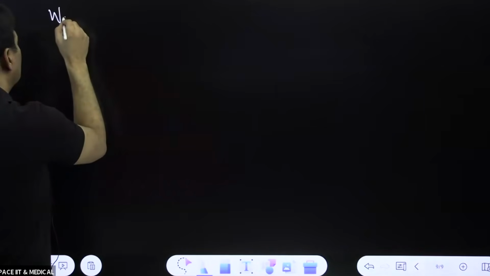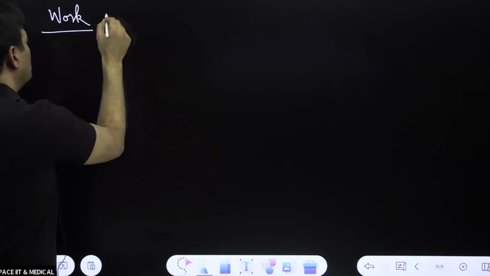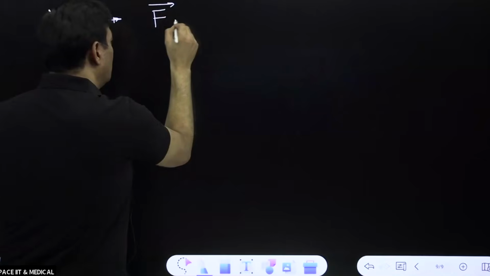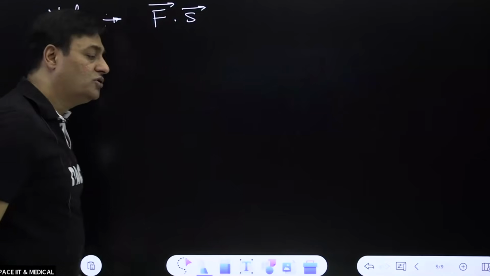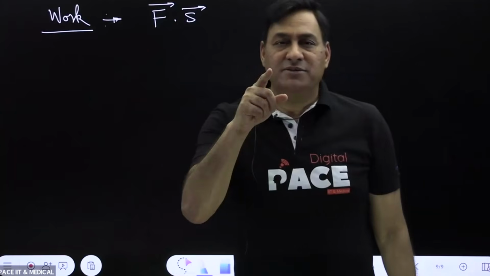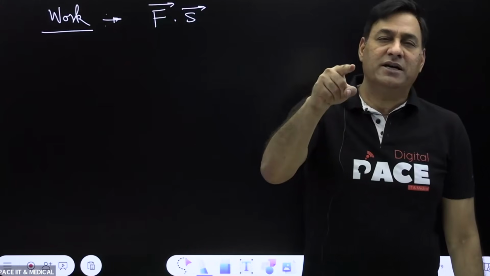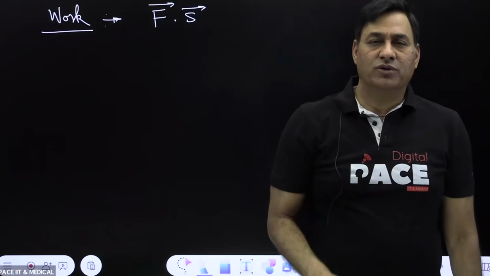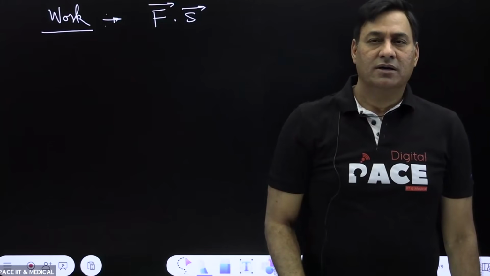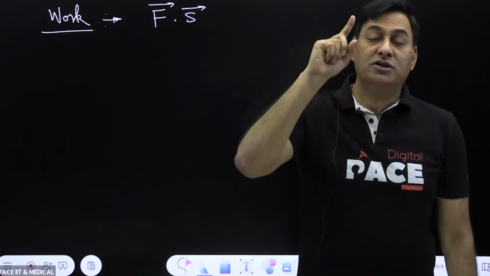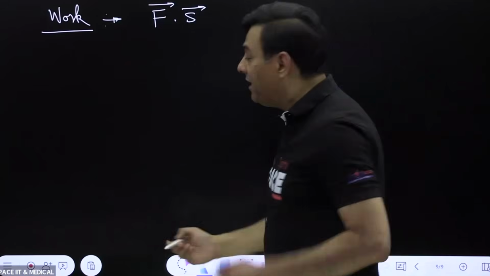Can anyone tell me the definition of work done? How do you define work? Force dot displacement. Yes, displacement of the force point. Now my question is, is this displacement the displacement of the center of mass of the body, or the displacement of the point of application of force? Point of application of force. Yes, it is not the displacement of the center of mass of the body. Everyone must know the right definition. So please, everyone note it down.